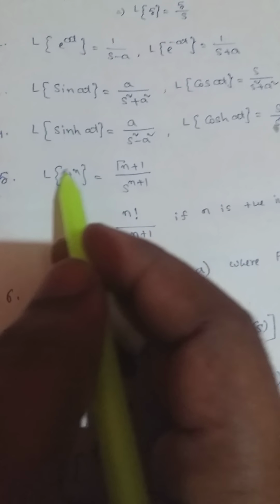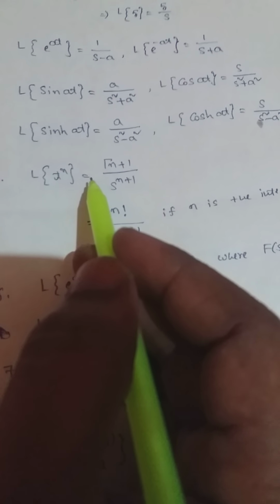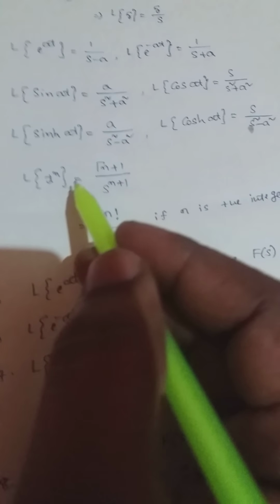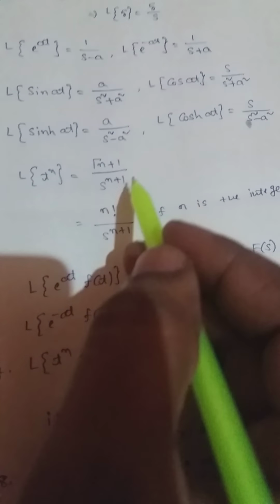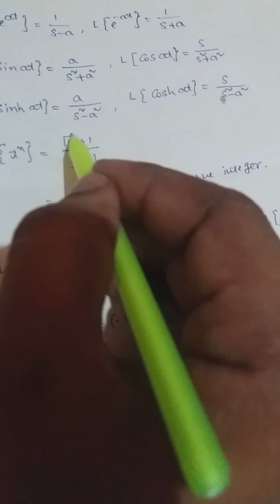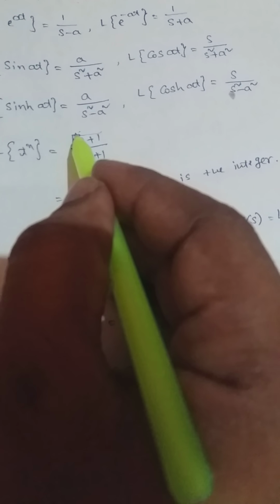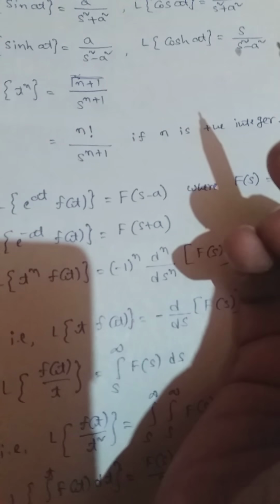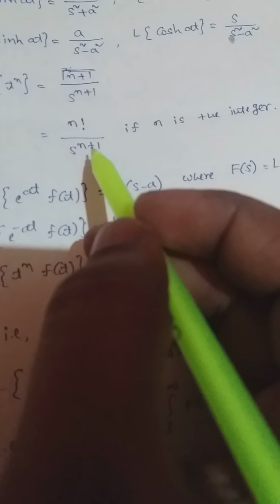And now L of t power n. If you want to find L of t square, for example, you can obtain the formula using this formula. The formula will be gamma n plus 1 by s power n plus 1, and here we have the topic gamma function. And here we can look at that gamma definition. If we have the related formula, in the next videos you can discuss.